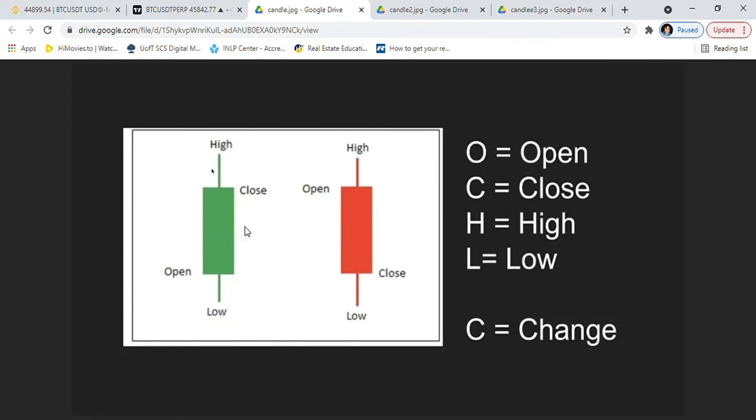That's why it creates this. So you'll be able to see this in the chart, because you have to be able to see what's the highest price it went to and what's the lowest price it went to. I hope that makes sense.